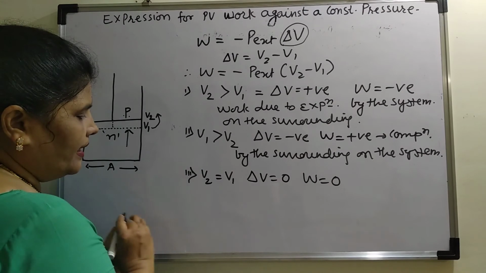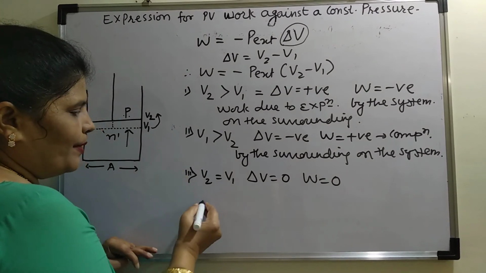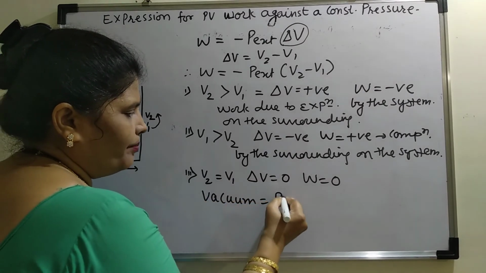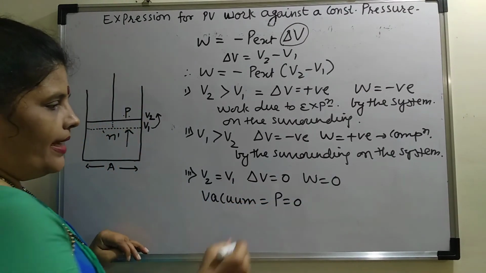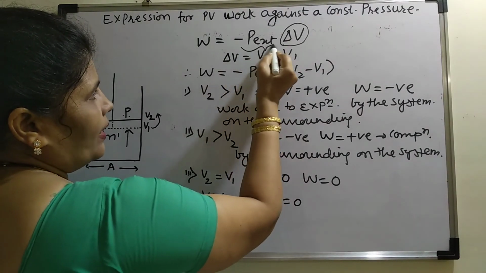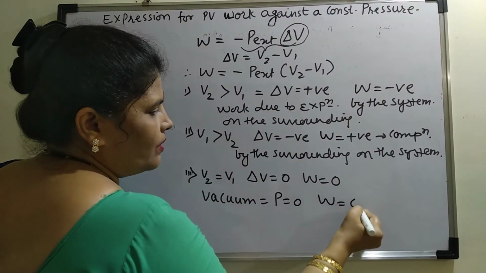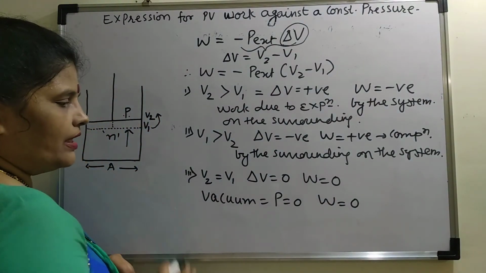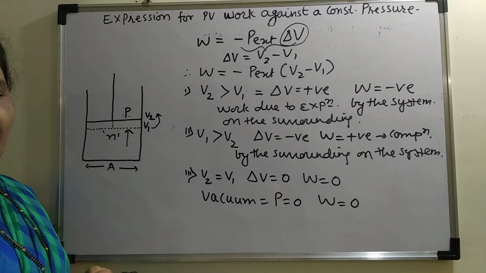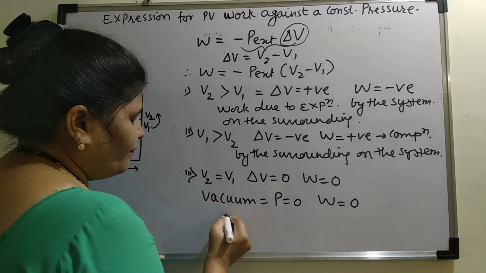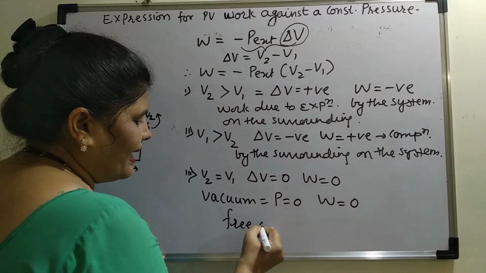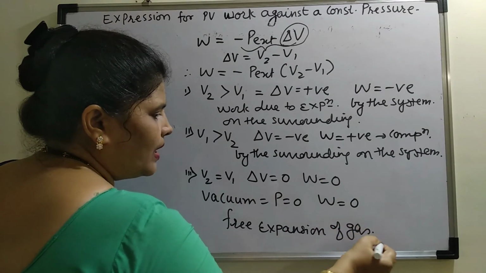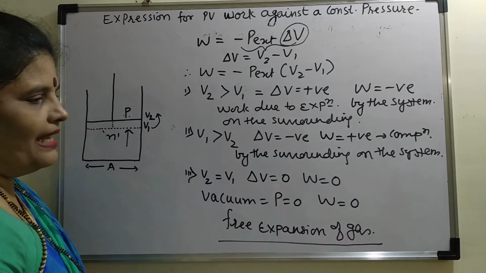Now see the second condition under this: if the particular process is carried out under vacuum. What is the meaning of vacuum, students? It means that the external pressure is 0. If pressure is 0, the whole product is 0, therefore W is equal to 0. Such a condition, where the process is carried out in vacuum and no work is done, we call the free expansion of the gas. So no work is done when there is free expansion of the gas.